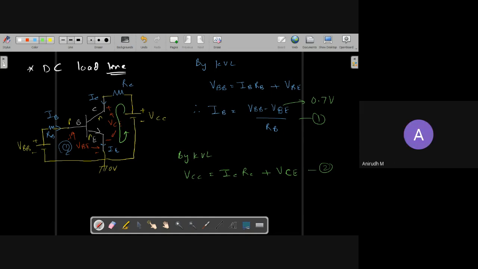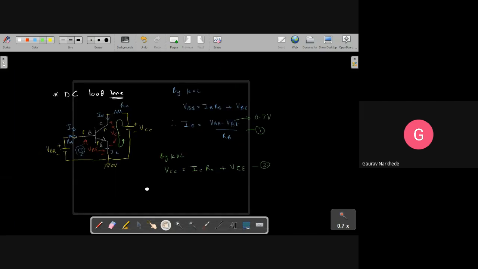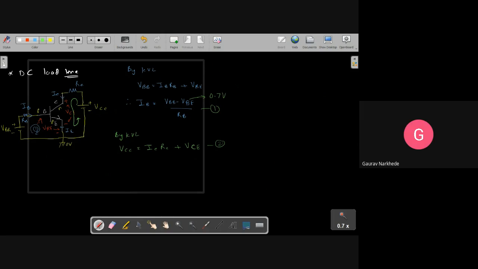Okay, and then we have a DC load line, right? We had derived the DC load line, it was something like this. Can you see this, or shall I maximize it? This is fine, I guess, right? No, it is fine, sir. Okay. So the DC load line we have drawn something like this, and it was drawn on the output characteristics, right?